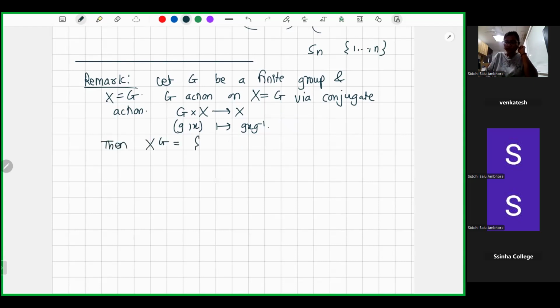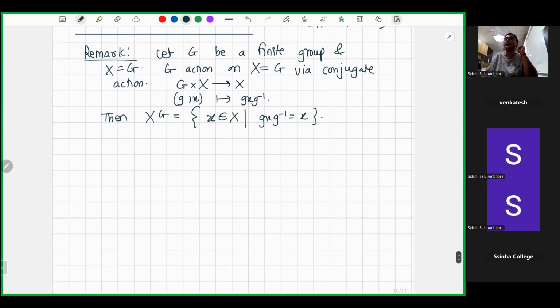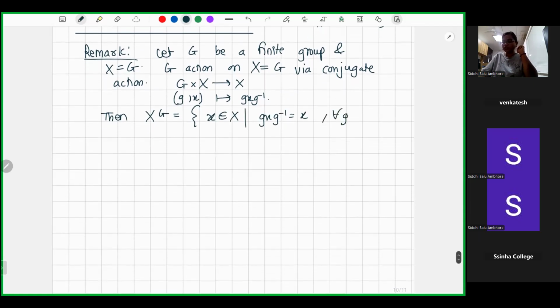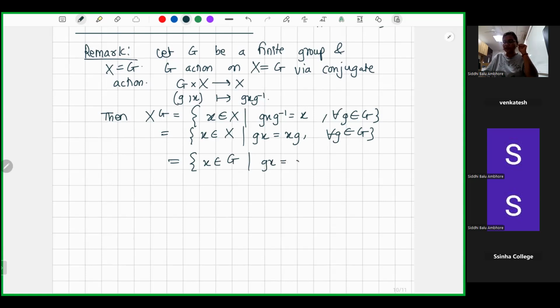Then what is X power G? From the definition, it is all those x in X such that g x g inverse is x again for all g in G, right? So it is all those x in X such that g x is equal to x g for all g in G. And what does this mean? This X is my G again, right? Here my X is G. So by definition, this is my center of G.